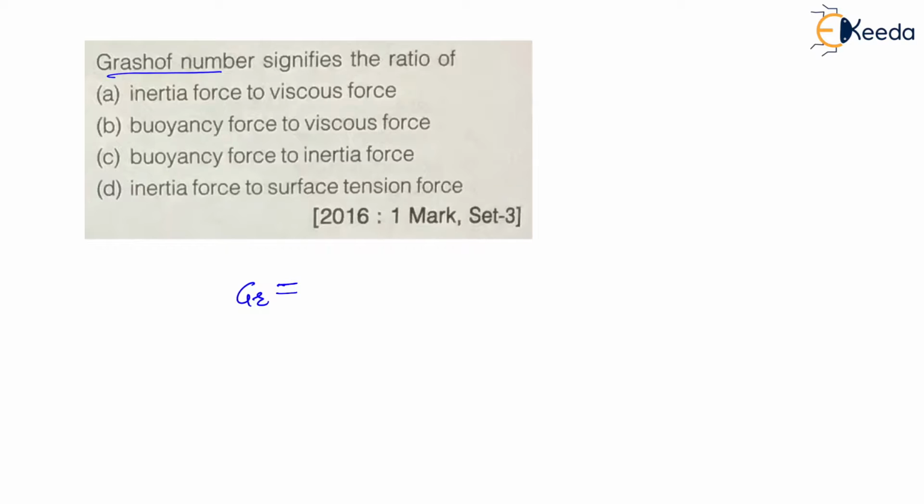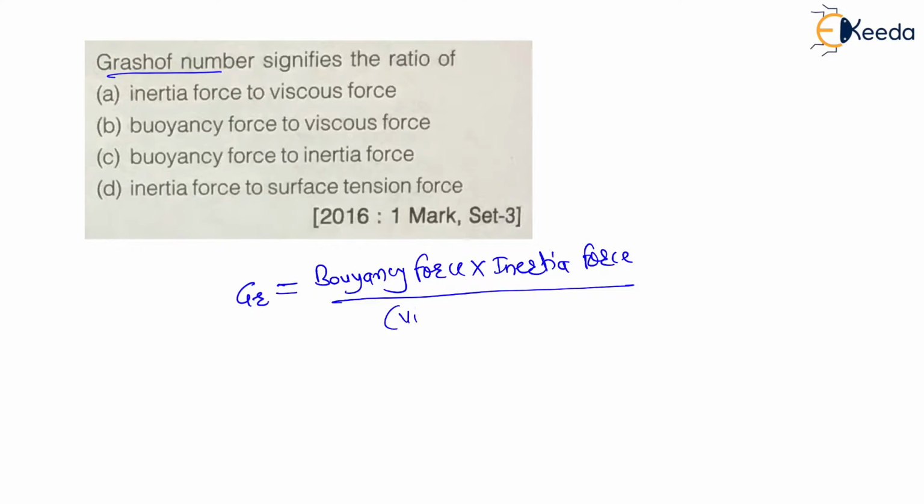The Grashof number is the product of buoyancy force and inertia force, divided by viscous force squared. This is the definition of the Grashof number. In the numerator, it is Newton squared, and in the denominator, Newton squared. Therefore, it is dimensionless; it has no unit. Here there is a buoyancy force, an inertia force, and a viscous force also.